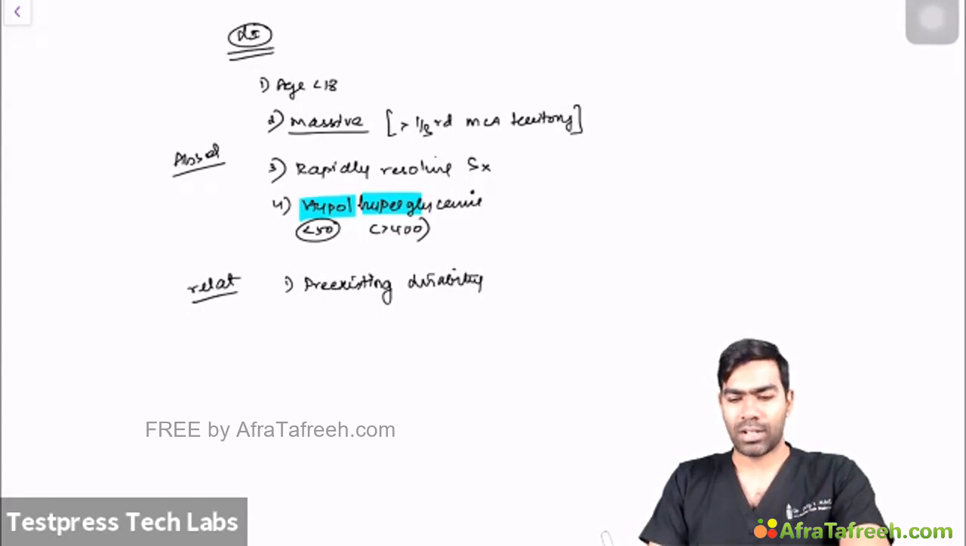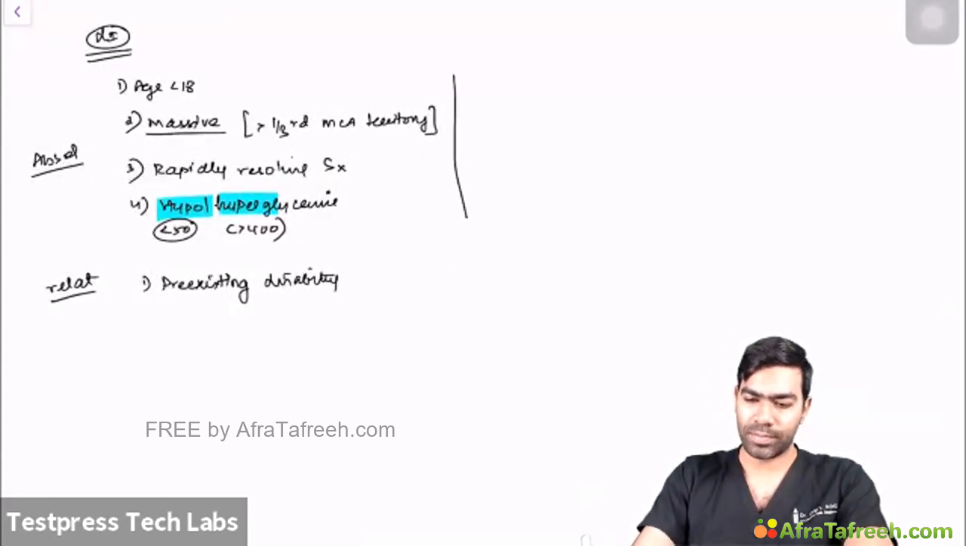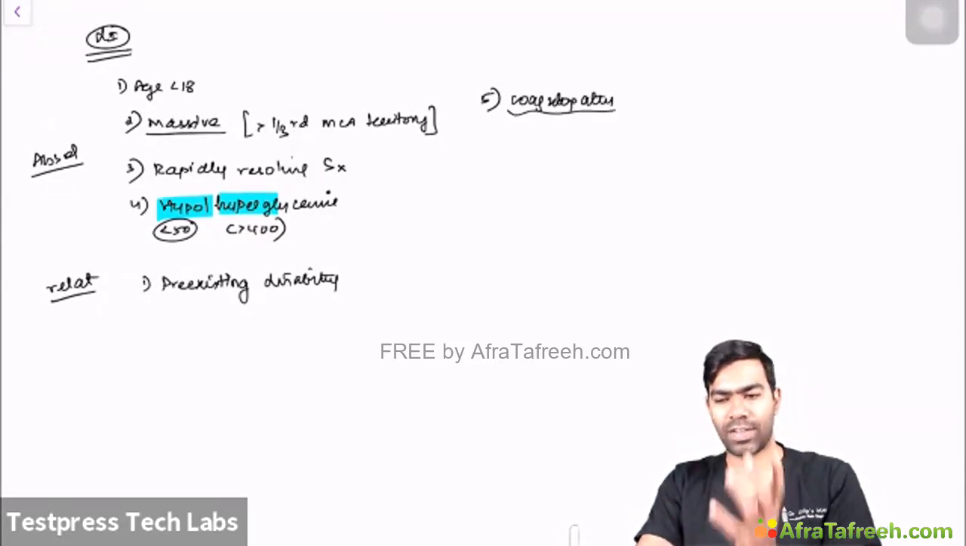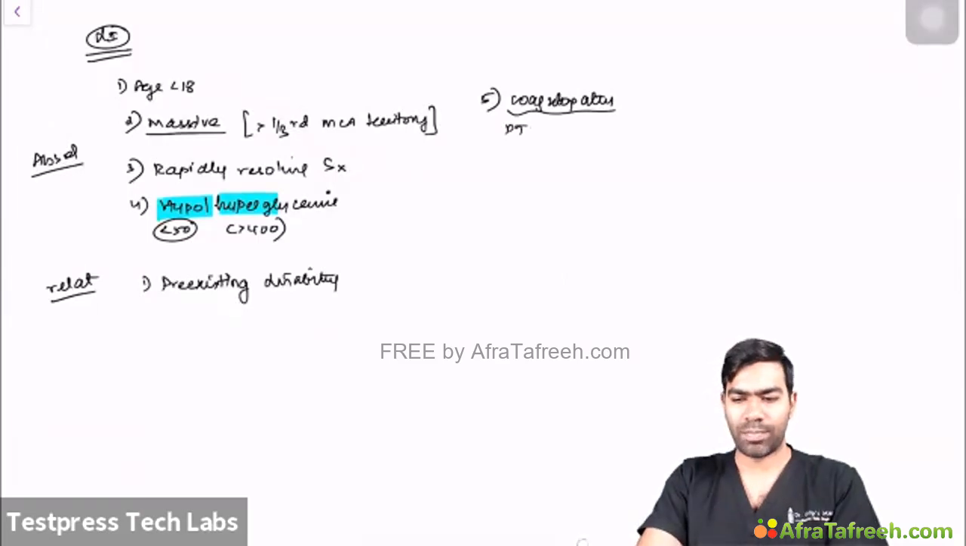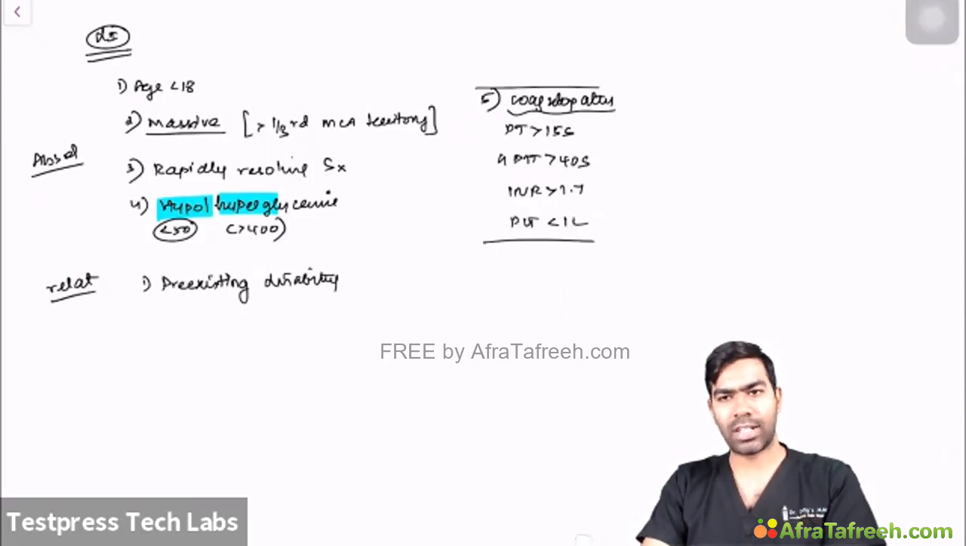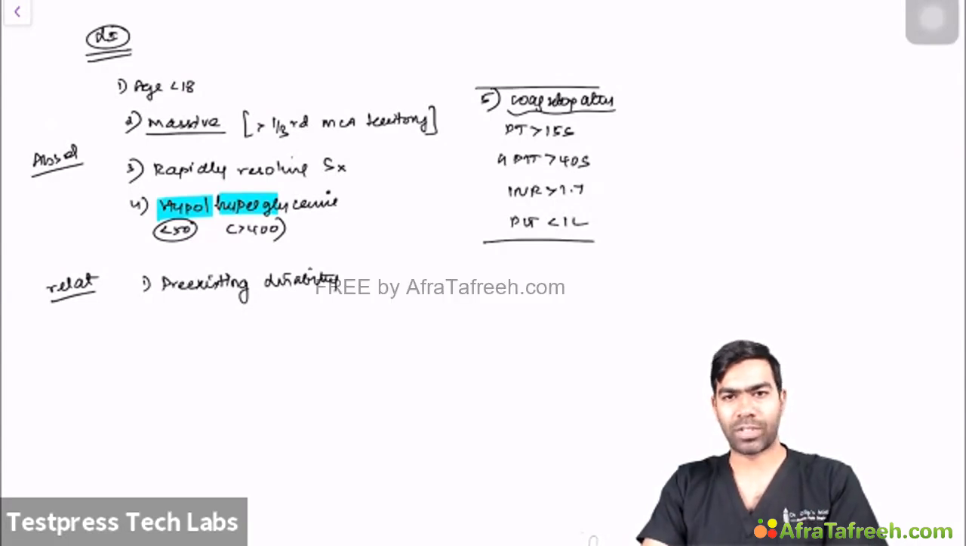Apart from that, one more absolute contraindication is there. Coagulopathy. Coagulopathy is an absolute contraindication. Actually, ACCHA defines this coagulopathy also. Like if prothrombin time is more than 15 seconds, or APTT more than 40 seconds, or if INR is more than 1.7, or any bleeding risk, like platelet less than 1 lakh. So if this is there, then again it becomes an absolute contraindication.